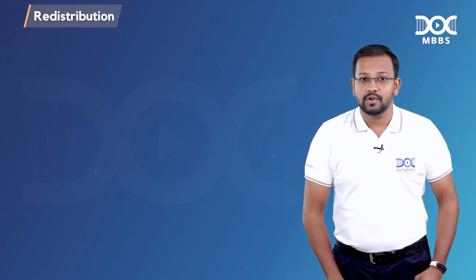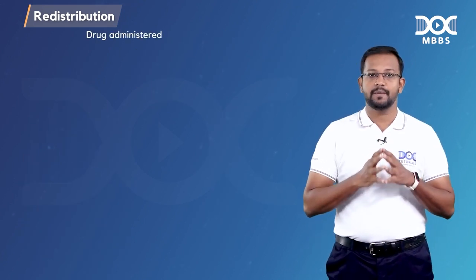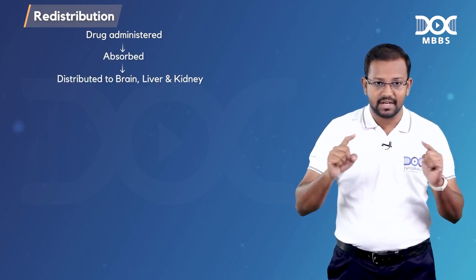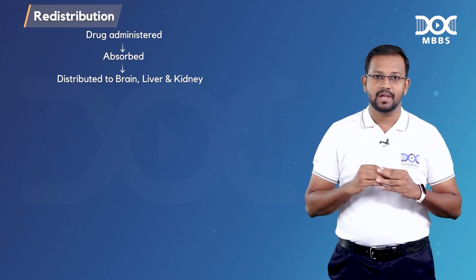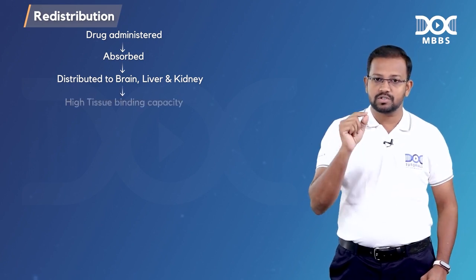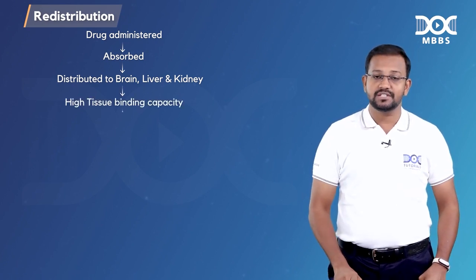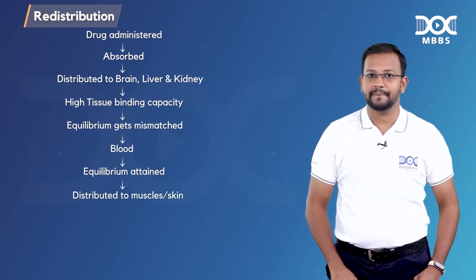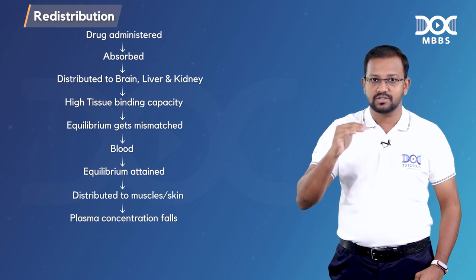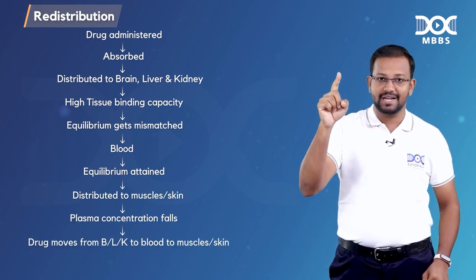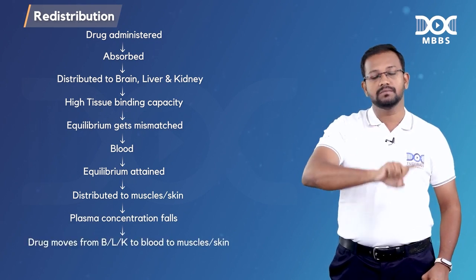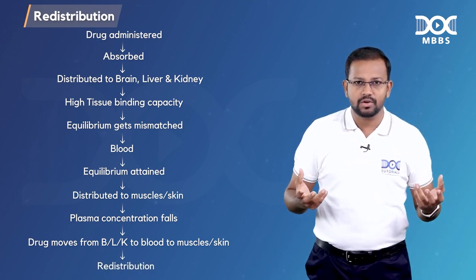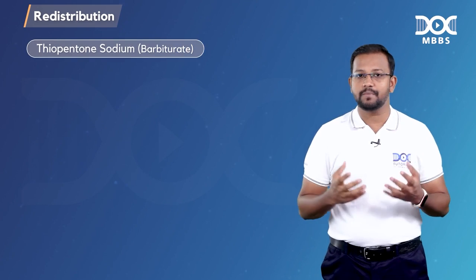So, if you want to put it in a flow chart, here we can see the drug is administered. After administration, the drug gets absorbed. It gets distributed to the brain, liver and kidney. It attains an equilibrium. But due to high volume of distribution and also high tissue binding capacity, the drug gets distributed to the muscles and skin. The plasma drug tends to distribute to the muscles and skin. Because of it, the plasma concentration falls down. The drug moves from the brain, liver and kidney to the blood, to the muscles and skin. This concept is called redistribution, for which the drug produces this response, and that is thiopentone sodium, guys.